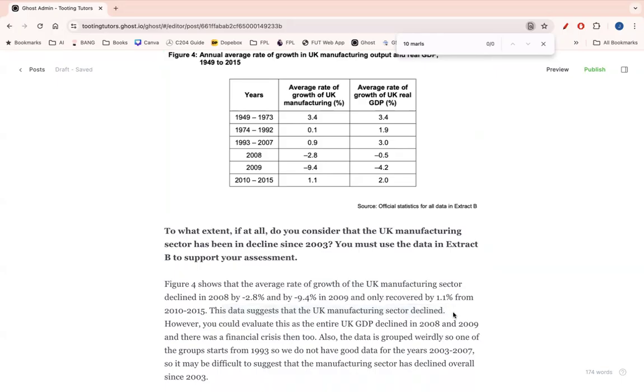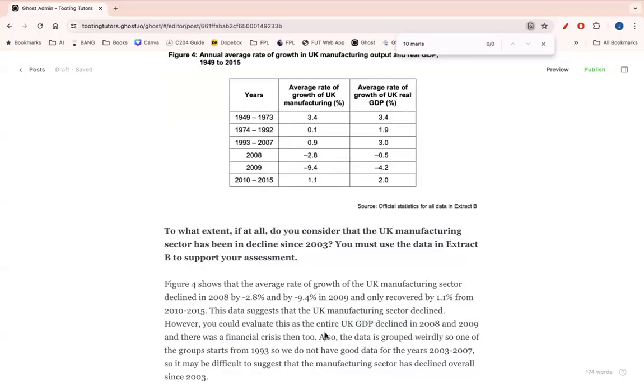But the difference between this and your usual 4 markers, you evaluate it by saying that you could argue against this as the entire UK GDP declined in 2008 and 2009. Surely you can, because you did 2 evaluations, so surely you just do a better one. You could do one, but there's no harm in doing an extra, if it only takes an extra minute, but don't go crazy. Don't take like 20 minutes on it.